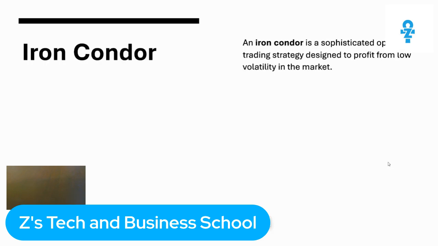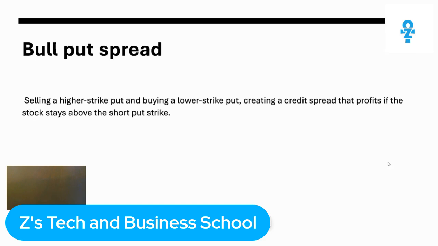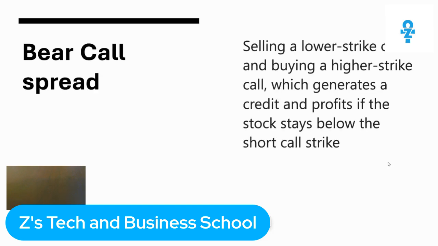Iron Condor is a sophisticated options trading strategy designed to profit from low volatility in the market. Bull put spread, selling a high strike put and buying a low strike put, creating a credit spread that profits if the stock stays above the short put strike. Bear call spread, selling a lower strike call and buying a higher strike call, which generates a credit and profits if the stock stays below the short call strike.